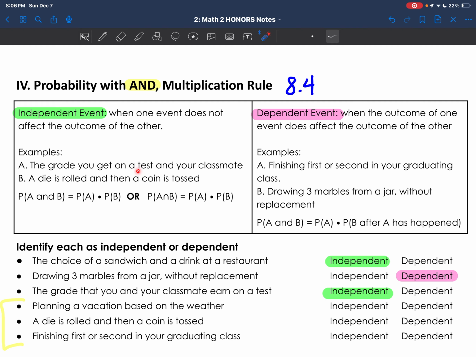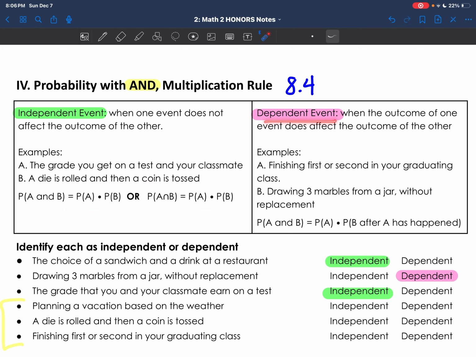So your test and your classmates' test do not depend on one another. A die is rolled and then a coin is tossed. One event does not affect the other. So you can also see the probability of A and B: the probability of A times the probability of B, or the probability of the intersection of A and B, which would be the probability of A and the probability of B. So this is your little formula you can use.